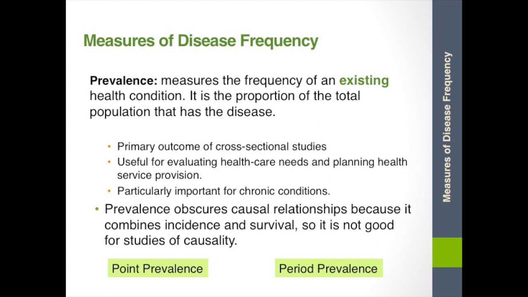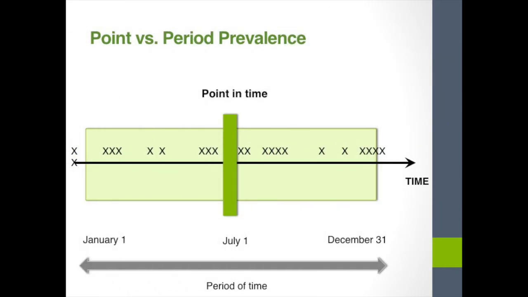Prevalence measures the frequency of existing disease. It is the proportion of the total population that has the disease. This measure is particularly useful for evaluating healthcare needs and planning the provision of health services, and it's particularly important for evaluating chronic conditions. There are two types of prevalence measures: point prevalence and period prevalence. Think of point prevalence as a snapshot of the frequency of disease, and period prevalence as the frequency of the disease over a pre-specified period of time.